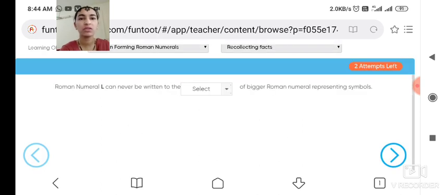The next question is: Roman numeral L can never be written to the dash of bigger Roman numeral representing symbol. Okay, now with the help of this we have to solve this, left or right.